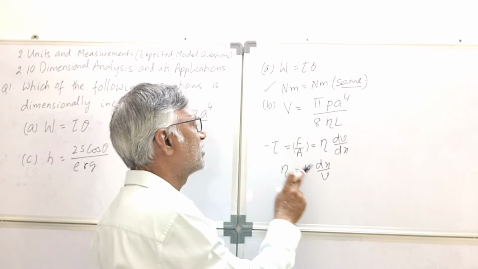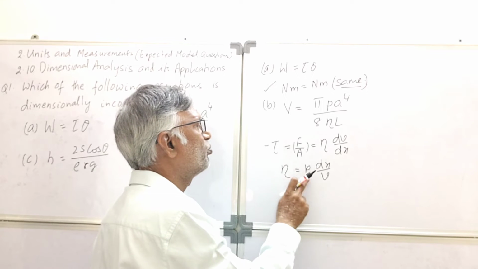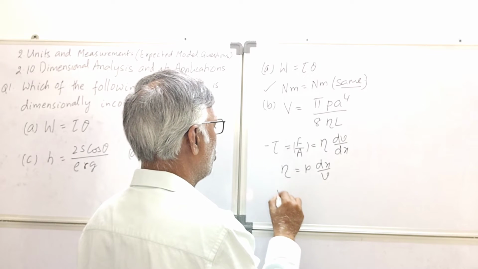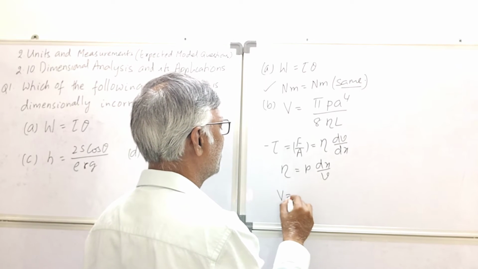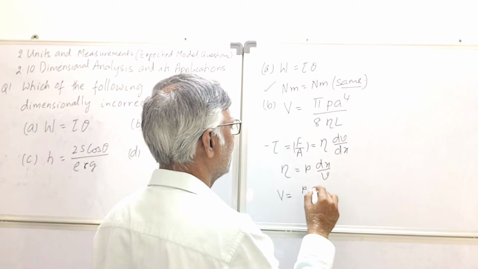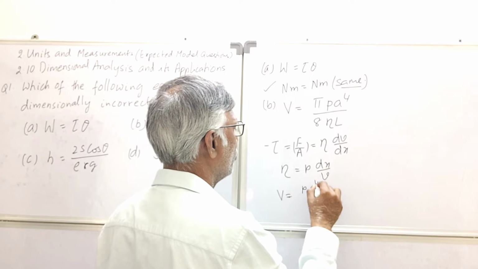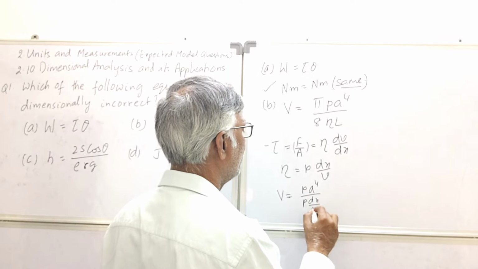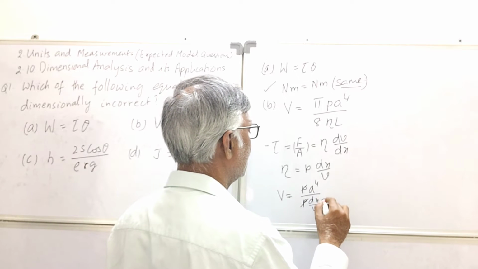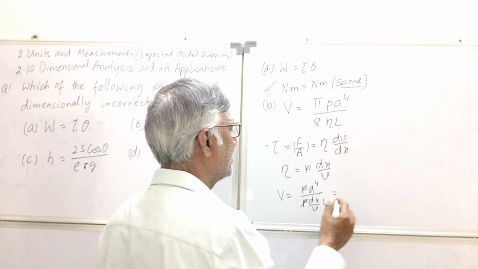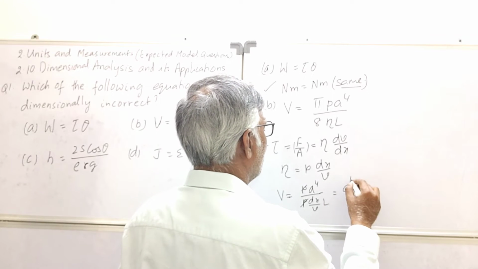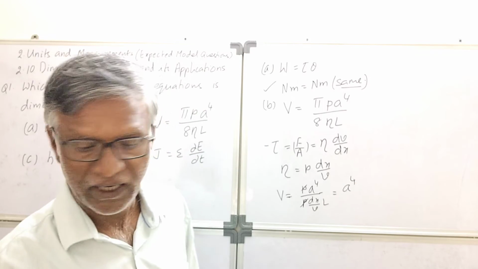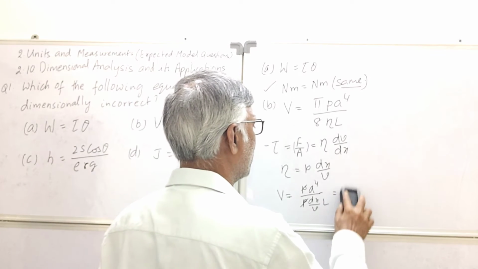Actually pressure and stress have the same units, that's why I took P for substituting here. So volume is equal to pi by 8, I am removing that, P a to the power of 4 divided by eta, means P into dx by V. P gets cancelled, L is here. So here a to the power of 4, I will substitute now in terms of length only.